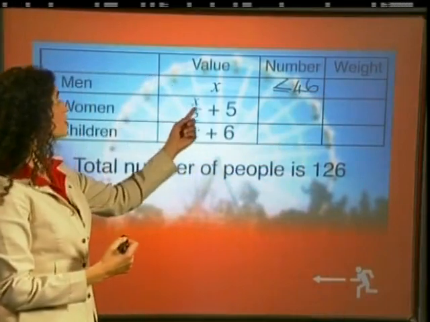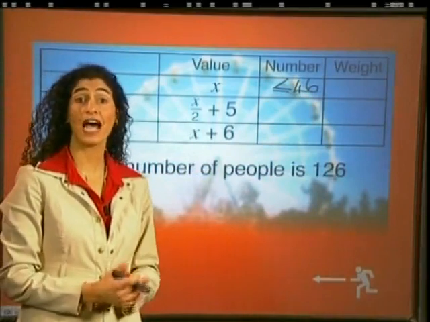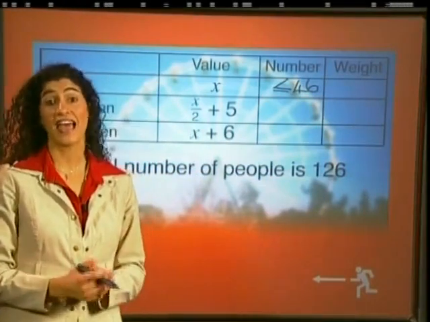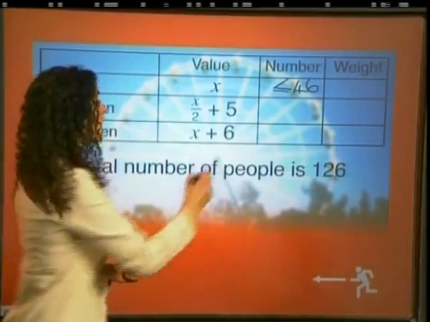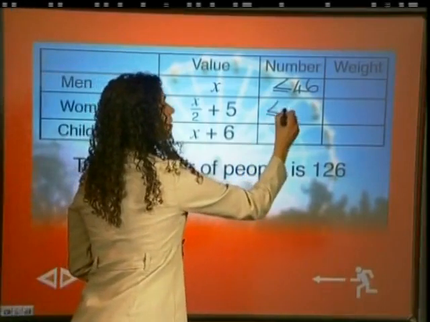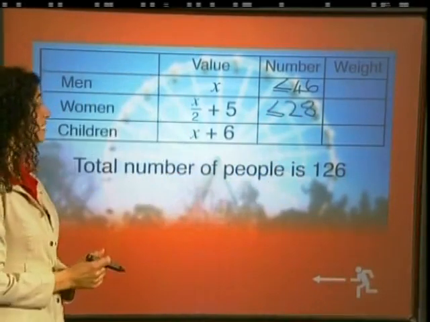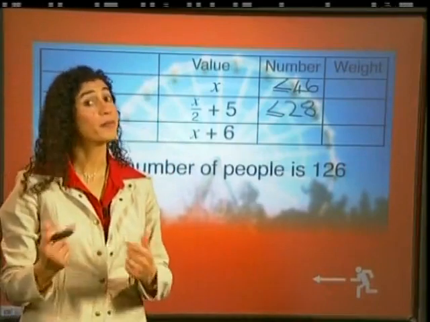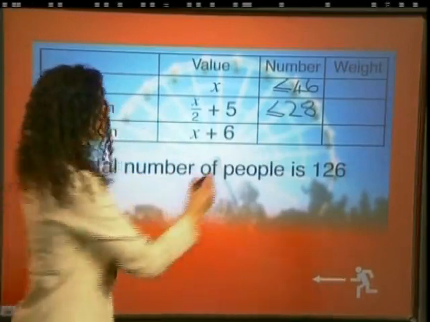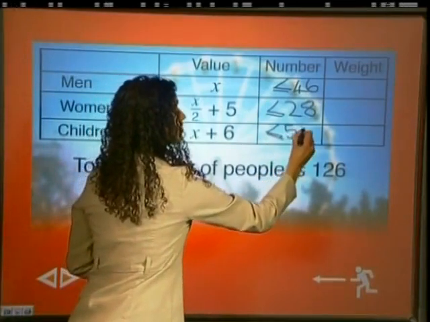Next, we're going to substitute in our 46 into our women, and we get 46 divided by 2 plus 5, and that gives us less than or equal to 28, and we write that here. And lastly, we need to substitute in our 46 for our children, and we get 52. Remember, it's also less than or equal, so we write it less than or equal to 52.